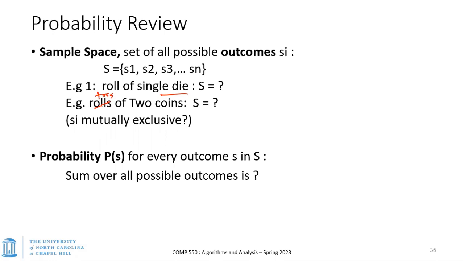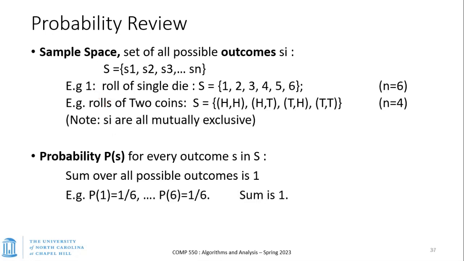Now, if you assign a probability to the outcomes, what's the sum of the probabilities of all the possible outcomes? What should that be equal to? It should be equal to 1. And this is by definition of probability. Those are some of the basic axioms that we have in probability theory.